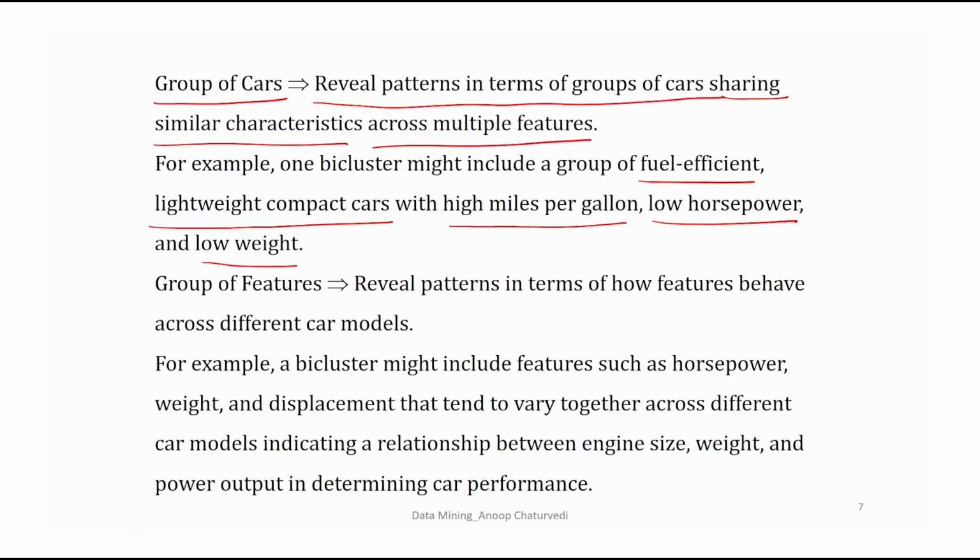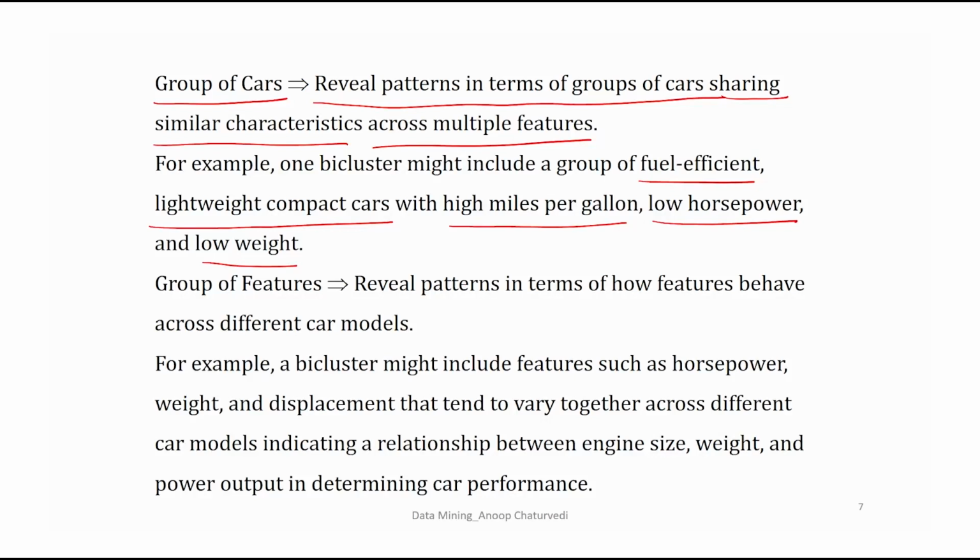So, suppose you have a group of cars which are fuel efficient, lightweight, compact cars, and then these cars have high miles per gallon or low horsepower or low weight. Then you may classify those cars as, say, compact cars, or you may classify those cars in a single group.